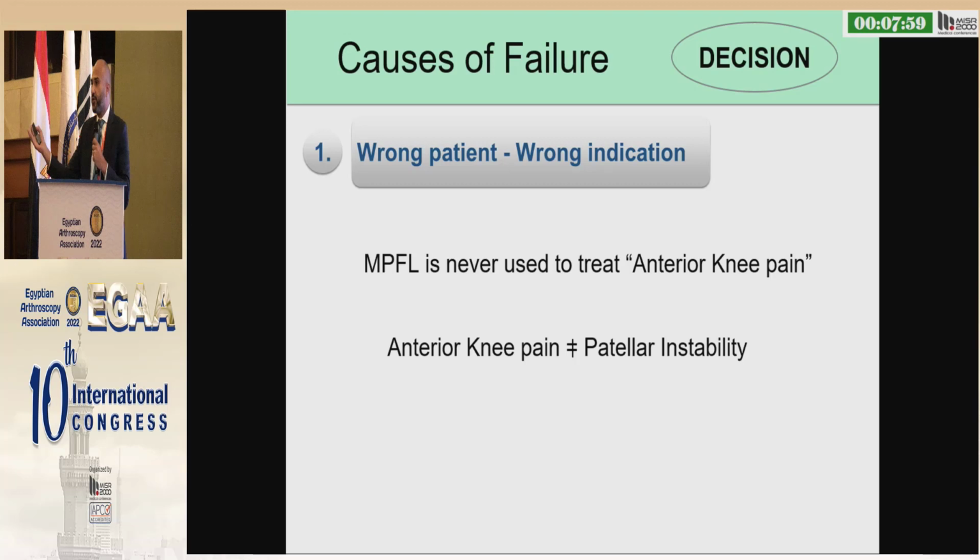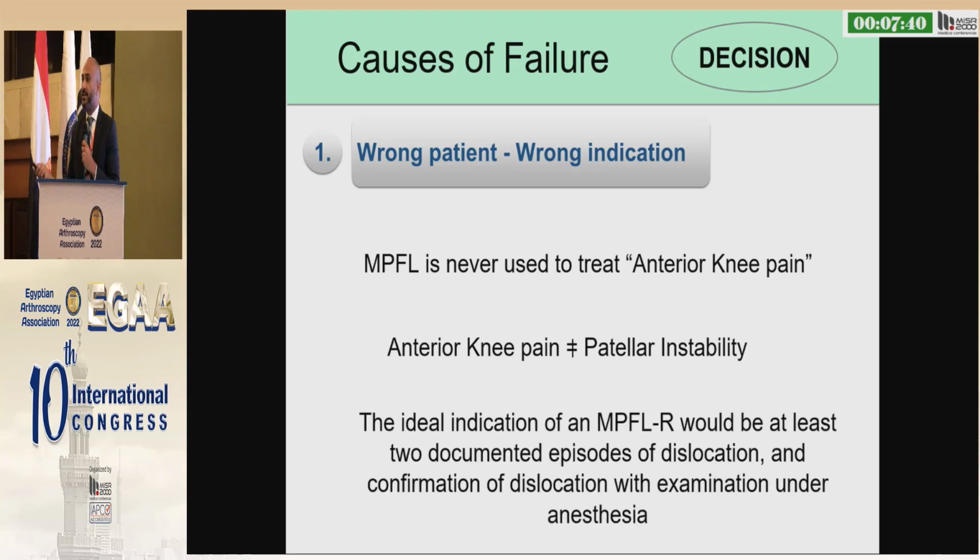And Dr. Muhammad Raha in the first presentation clearly said that it should never be equated with anterior knee pain. If you still have the diagnosis of anterior knee pain in mind, you do not consider surgery. You need to know what is the cause of anterior knee pain. It is described for patellar instability, and not any patellar instability. The ideal indication is at least 2 episodes of patellar dislocation. This is the ideal indication for MPFL surgery. So we shouldn't operate on a patient that did not dislocate at least twice. And this is what the literature says.